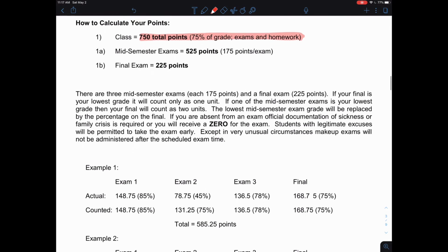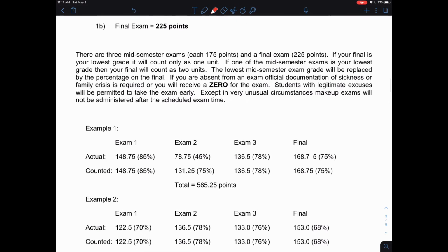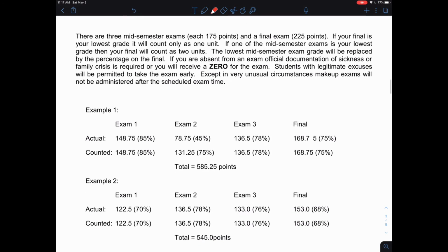What I do allow is a grade replacement. So basically it's saying if one of the mid-semester exams is your lowest grade, then the final can basically count as 2 units. If your final is the lowest grade, it only counts as 1 unit. Meaning, if your final is higher than your lowest mid-semester, the final will replace it.